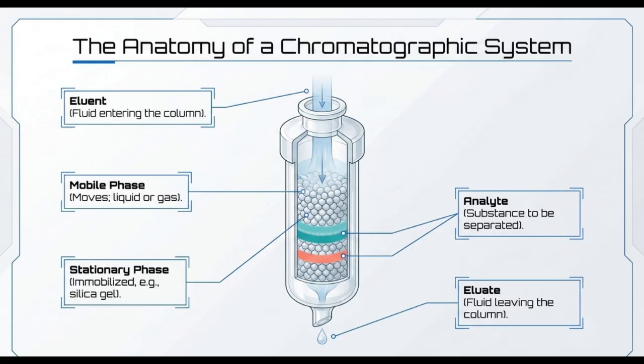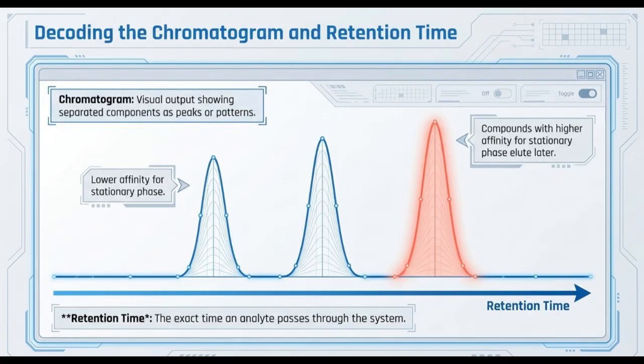The output is called a chromatogram, which is a graphical representation with time on one axis and detector response on the other, and each peak in the chromatogram represents one component of the mixture. Retention time is the single most important piece of information from a chromatogram, and it is defined as the time a compound spends in the column from injection to detection. The more a compound interacts with a stationary phase, the slower it moves, and therefore the longer its retention time.